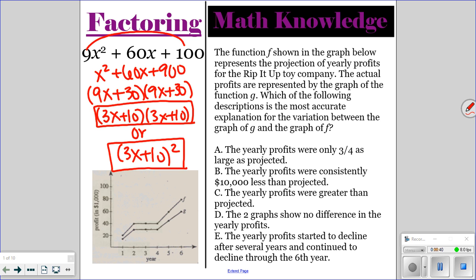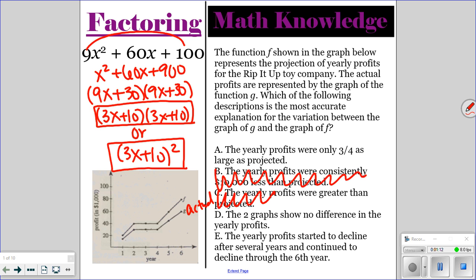For the math knowledge question, they want to know which one is the most accurate. It's not B, because it's not consistently the same amount. This amount here is a lot smaller than the amount here. So we can go ahead and mark out B. The yearly profits is F, and G is the actual. So this is the actual. So it's not greater than what was projected.